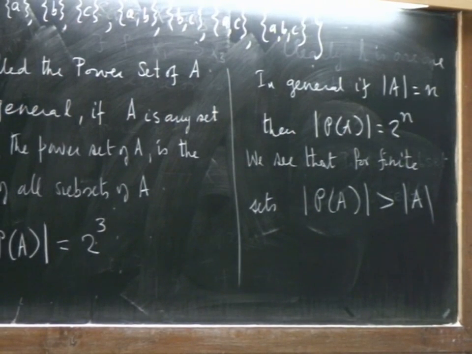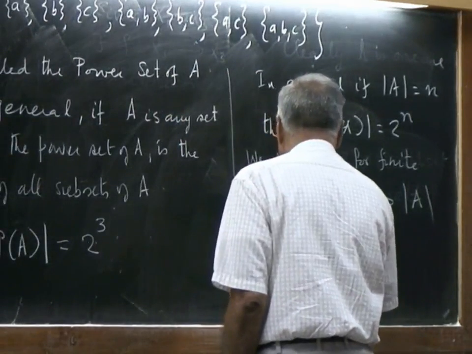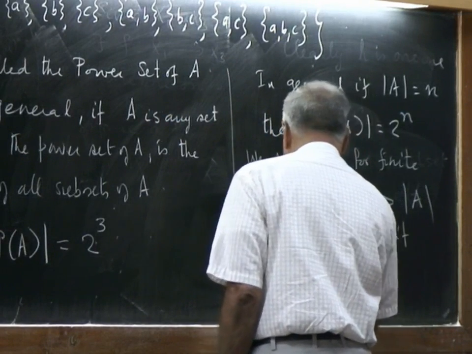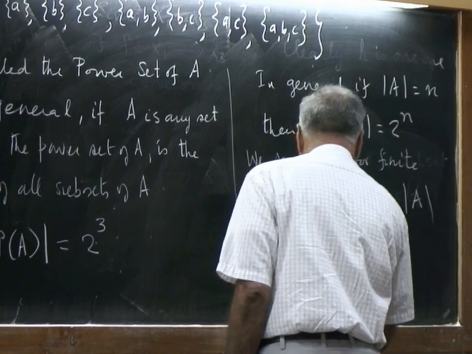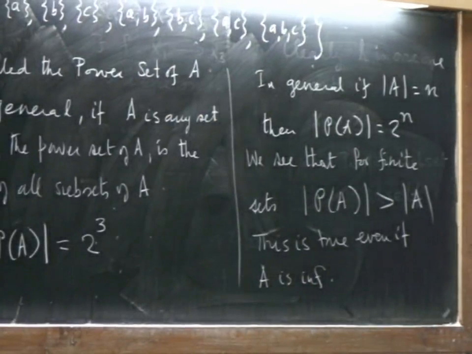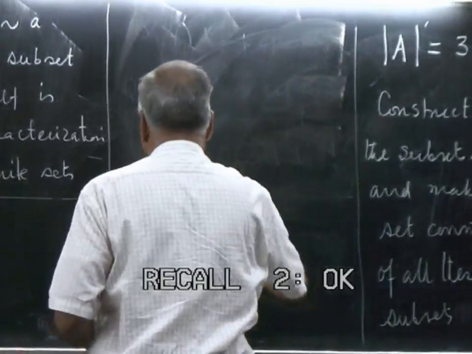Okay. Now what we are going to do is see that this is true even for infinite sets. We will show that even for infinite sets, the power set always has a bigger size. Okay. This is true even if A is infinite. It's a peculiar argument, like the Russell's paradox in a sense. Okay. Probably I should have left that question, doesn't matter. How do we do that?